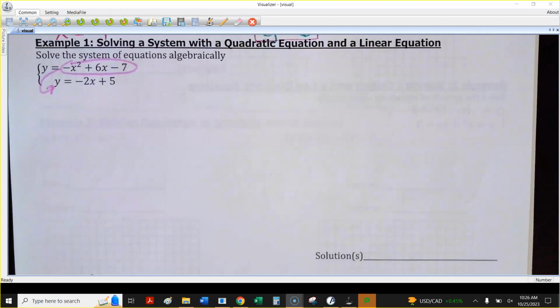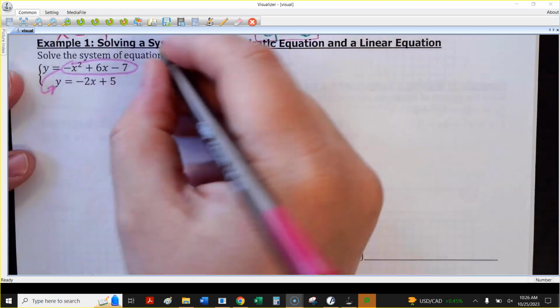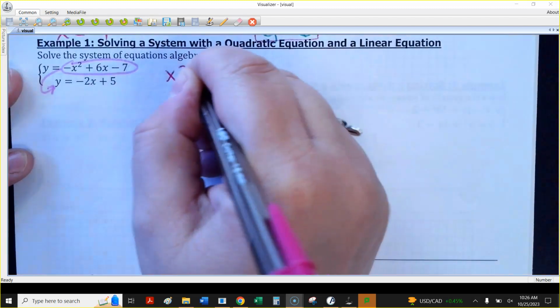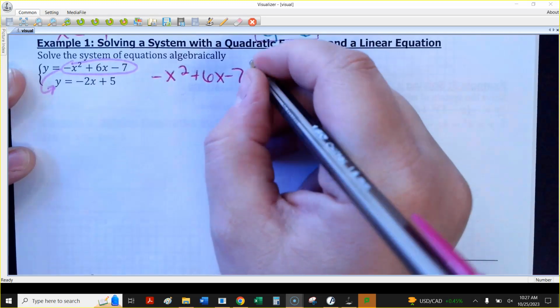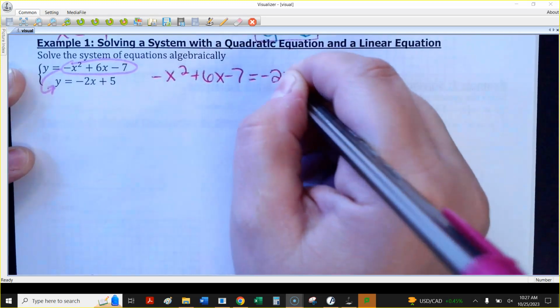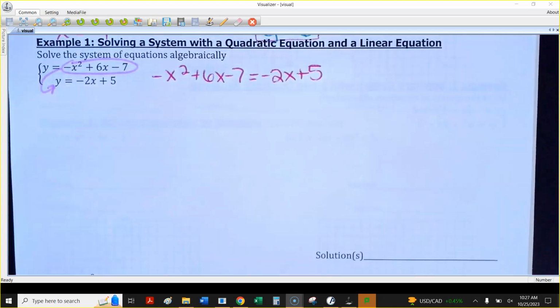Okay, so all you're going to do, they're both equal to y, so they're both equal to each other. So we're just going to literally substitute in that entire quadratic. So I'm going to write negative x squared plus 6x minus 7 equals negative 2x plus 5.